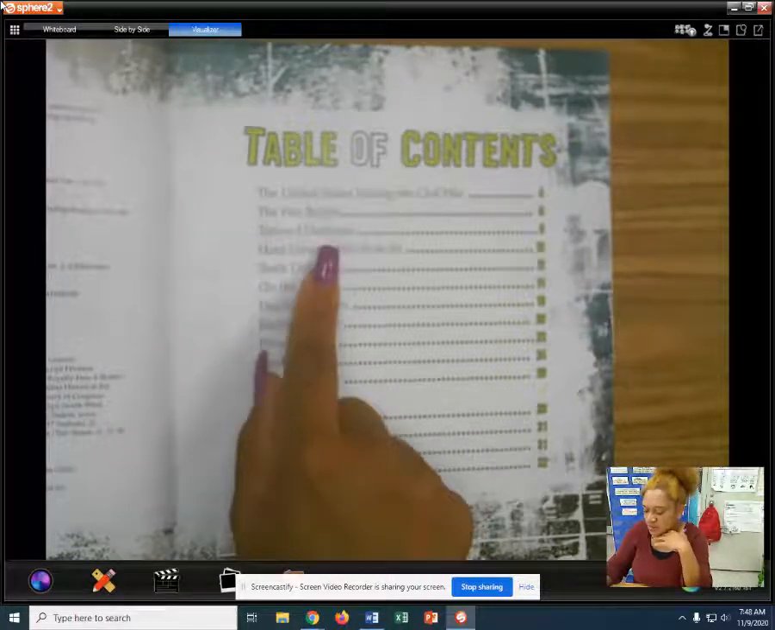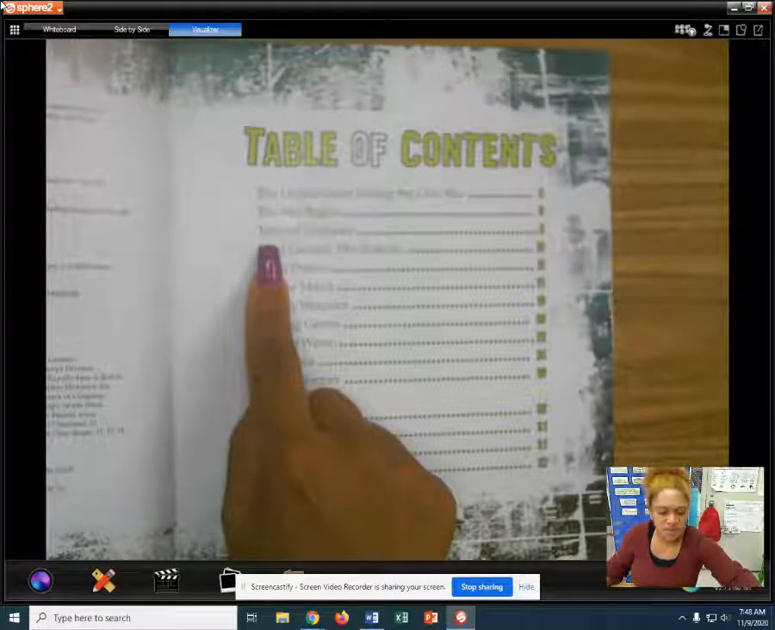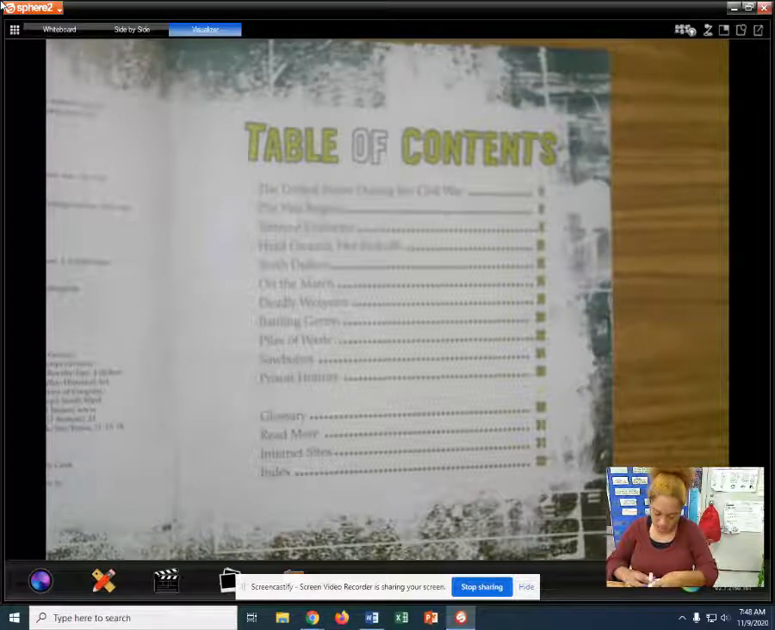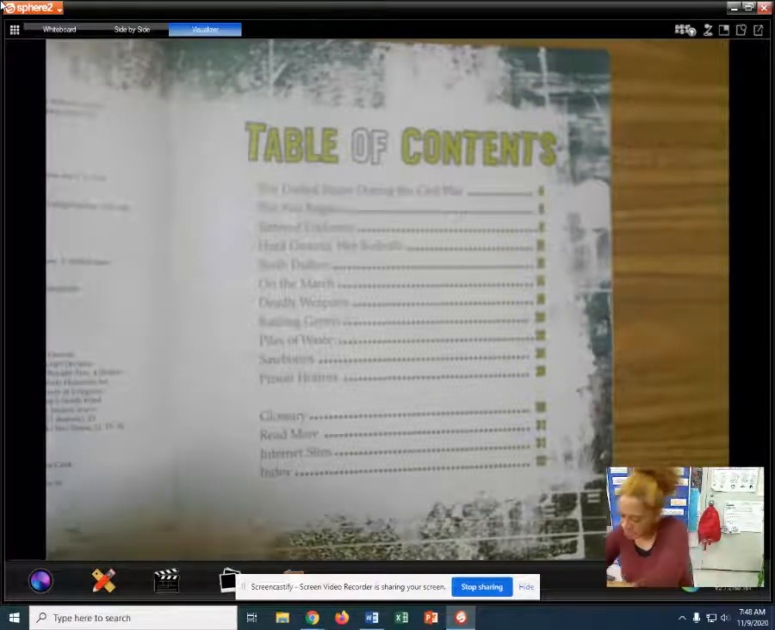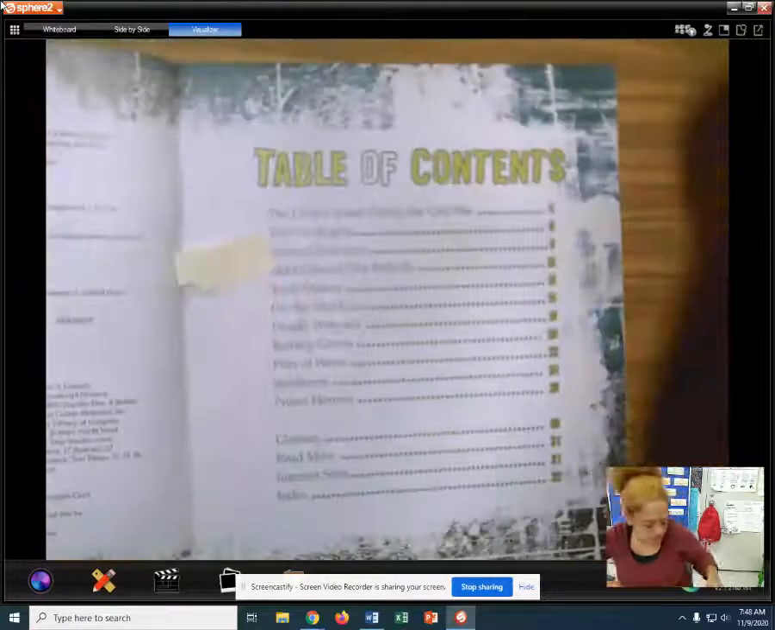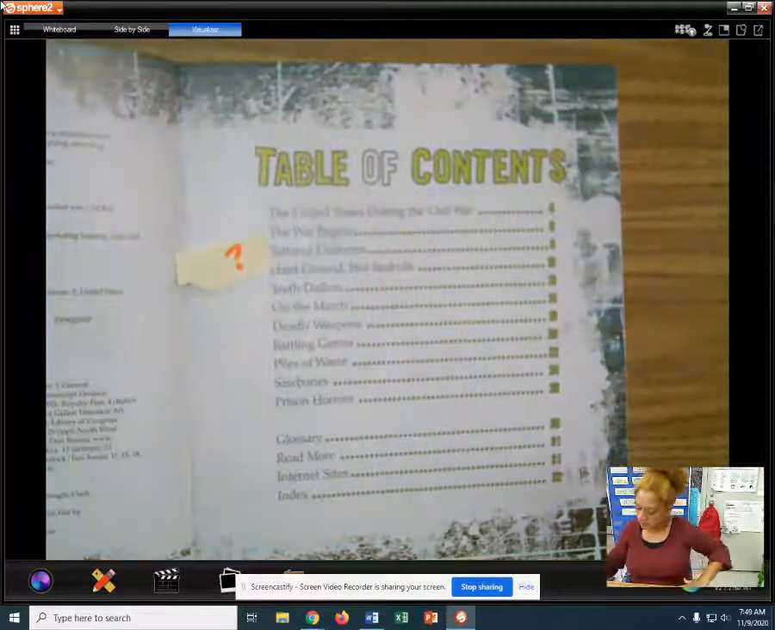Tattered uniforms. I'm not really sure what that word tatter means. So what I'm going to do is take a sticky note and mark that word and put a question mark with it because I want to make sure that I think about that word while I'm reading.